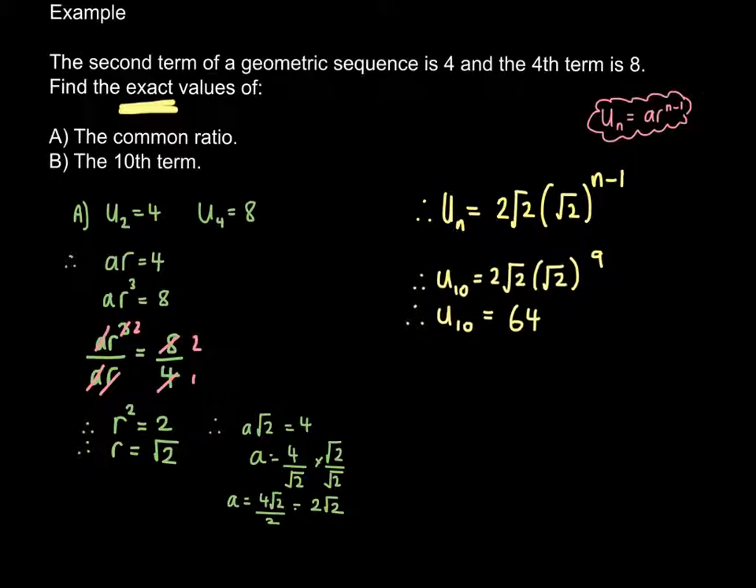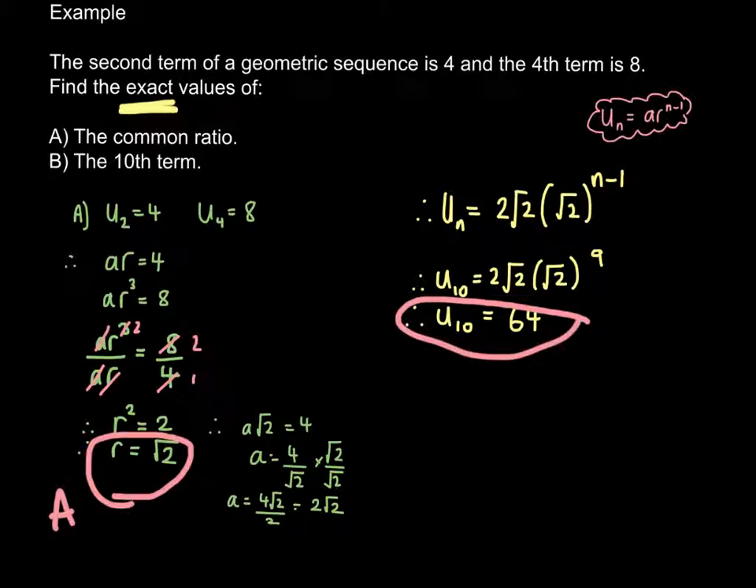and that's that finished. So the common ratio was root 2, so that's why it's asked us for the exact value, so we leave that in surd form. And we've got the 10th term, u10, is equal to 64. So that's part B finished as well.